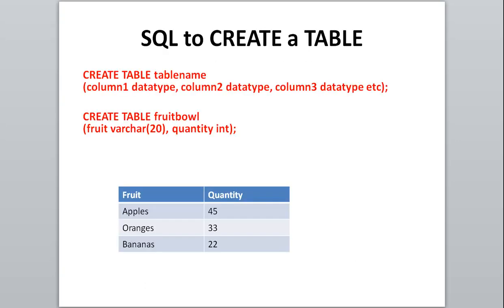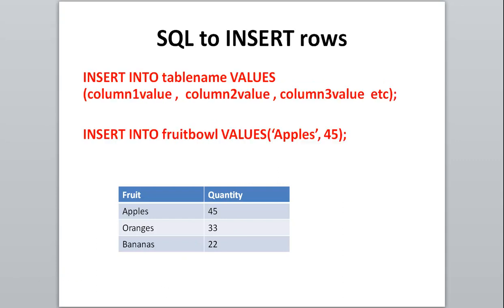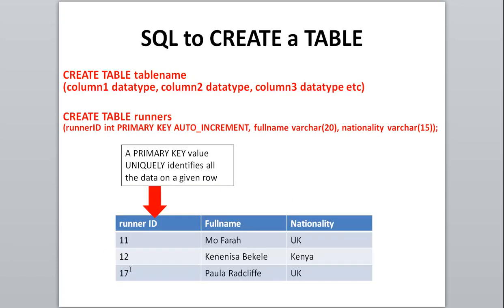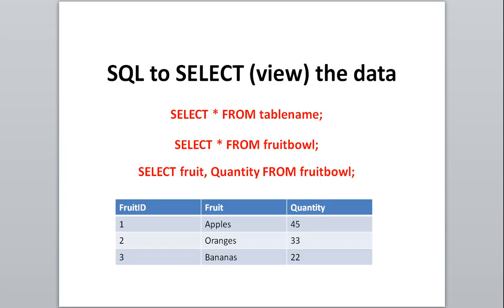So we're going to show you some syntax to be able to create a table. This is an example table we're going to create for a fruit bowl, and it's very simple, and we're going to add rows to it using this syntax, and then we're going to refine it a little bit with an ID column and explain why, and then we're going to select data from it using the select statement.